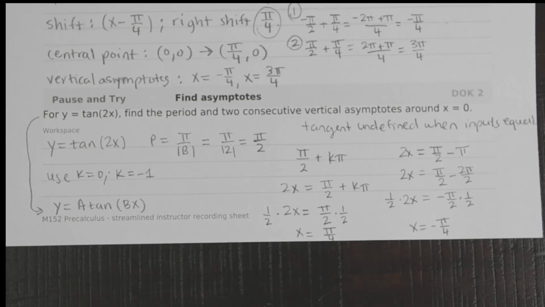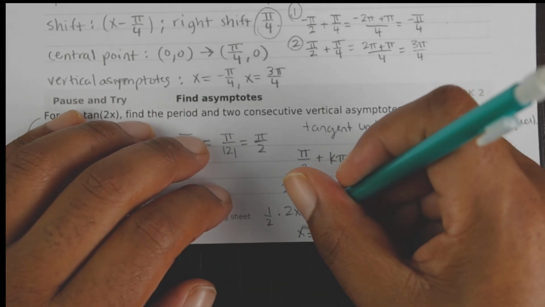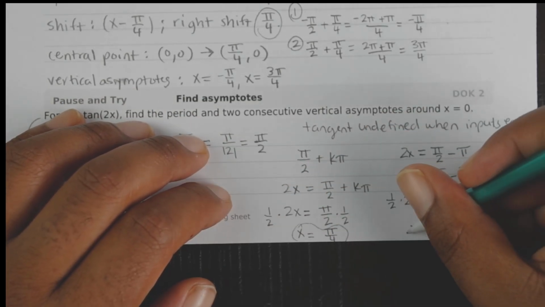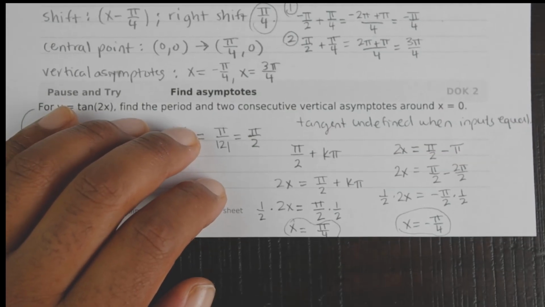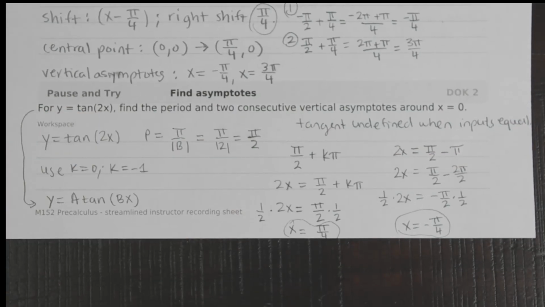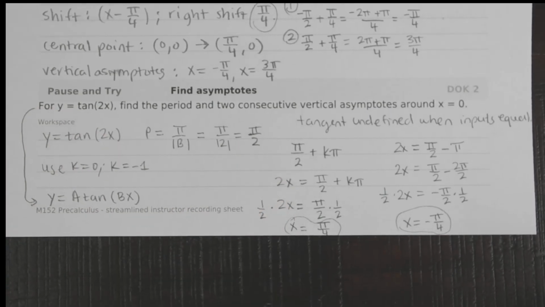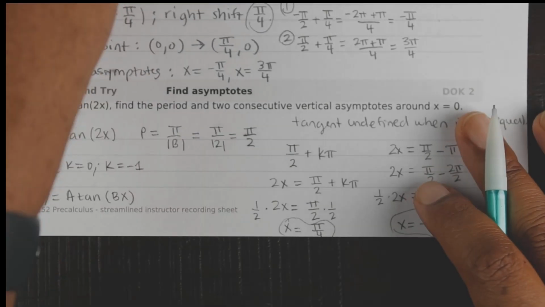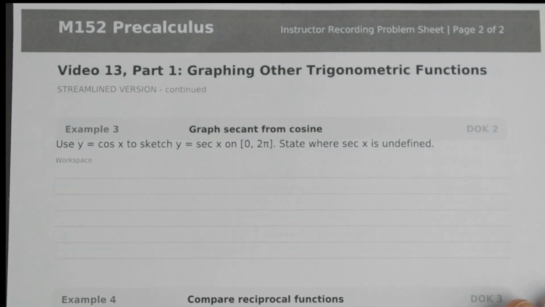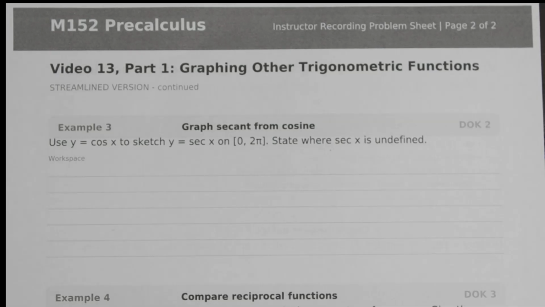So two consecutive vertical asymptotes around x equals 0 would be x equals pi over 4 and x equals negative pi over 4, where the period is pi over 2. Okay, let's continue. Example number 3.